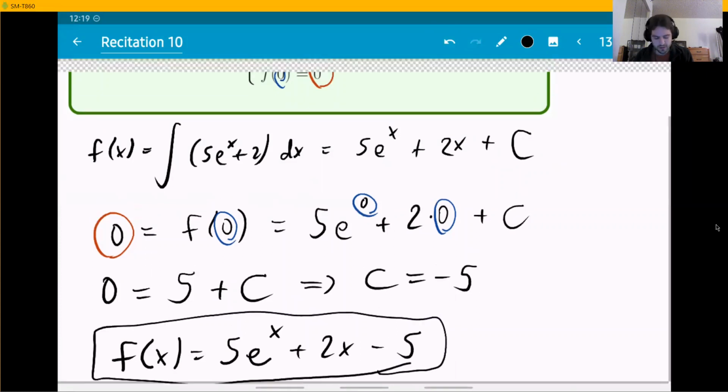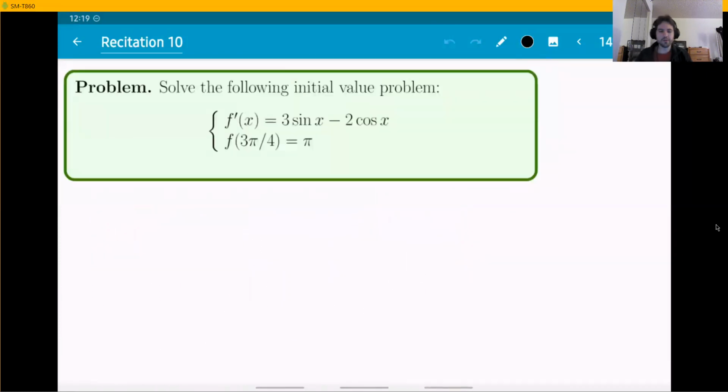All right. So I'm going to do one more of like this. Solve the initial value problem. Very similar to the last one. Let's see how this works. In this problem, we're going to need to integrate sine and cosine.